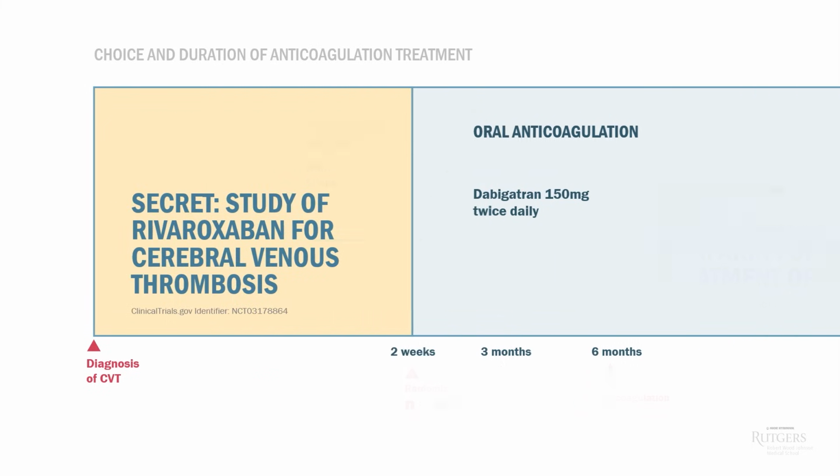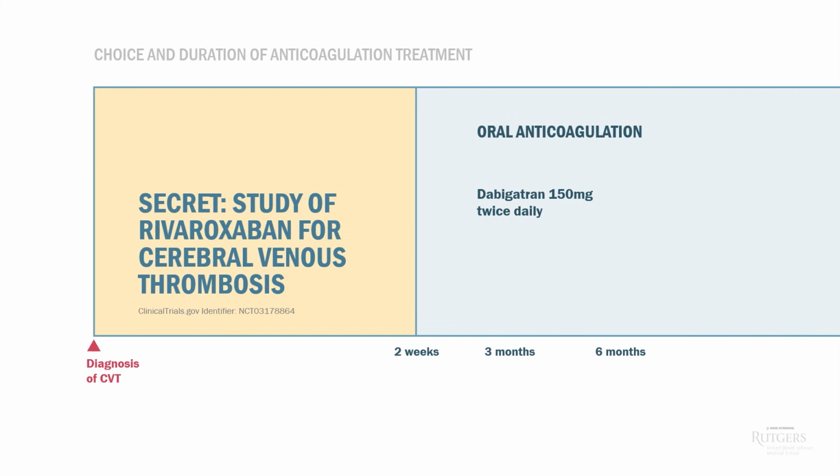What about using direct oral anticoagulants in that early period, within the first 2 weeks of diagnosis? The SECRET study comparing rivaroxaban to low molecular weight heparin and vitamin K antagonist is currently ongoing. I'll whisper the results when they come out later this year. Another unanswered question is the total duration of anticoagulation.